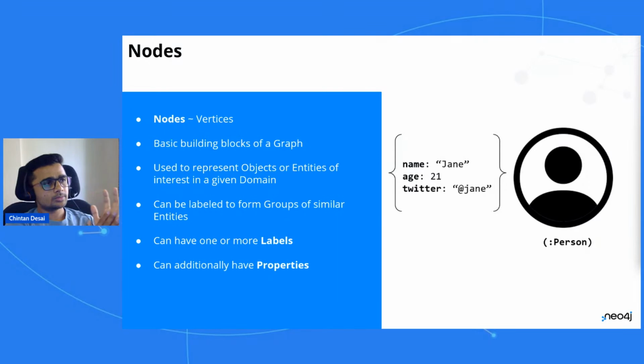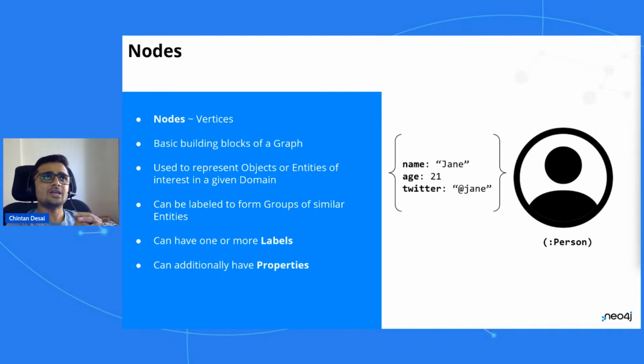Talking about nodes, some people call them a vertex or vertices. They are the basic building blocks of a graph. They are used to represent objects or entities of interest in a given domain. For example, if I want to show a social network, in a social network everybody is a person, so we can represent a person as a node, and a node can be labeled to form groups of similar entities.